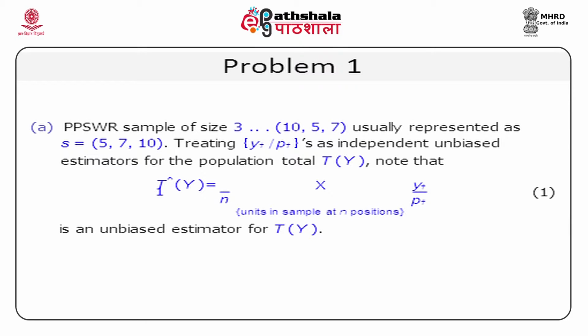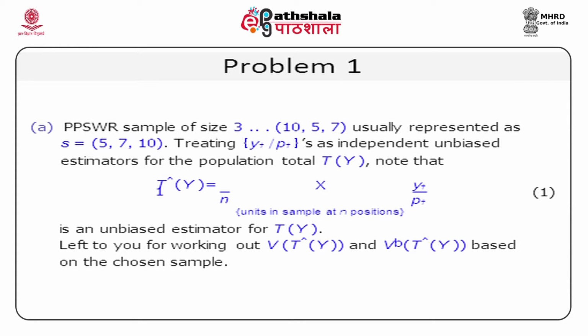So, T hat y is expression number 1, 1 over little n summation yt over pt for all the units in the sample at different positions, because it is with replacement. Even if there is a repeat, you count it as it goes, and this expression 1 tells you it is an unbiased estimate for the population total. I leave it to you as working out the expression for variance and V hat T hat based on the chosen sample. These are all given in the text. There is nothing difficult about it.